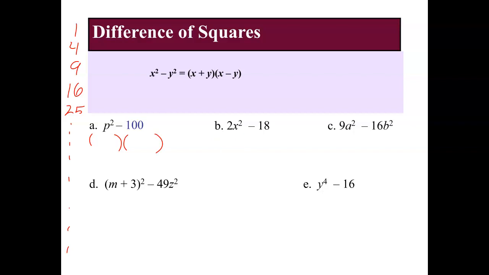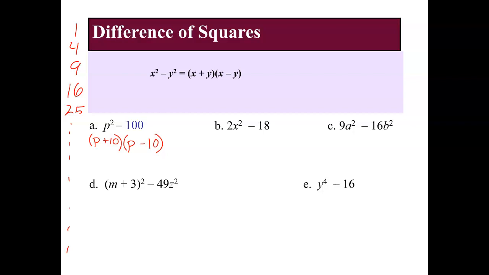All right? So the square root of p squared gives me what? P. So it's going to be p plus and p minus square root of 100, 10. So p plus 10 and p minus 10. Easy peasy. All right?